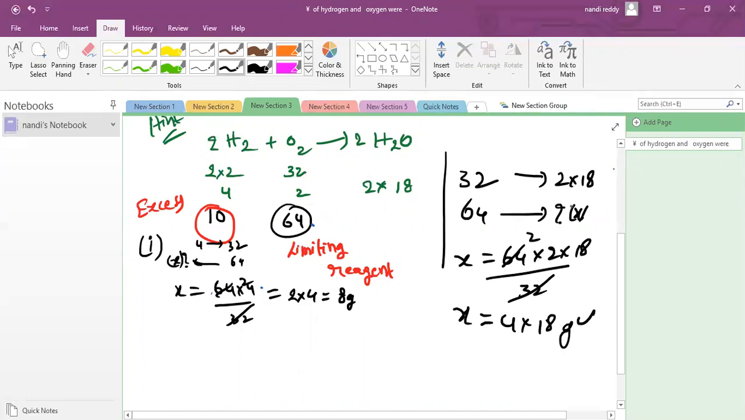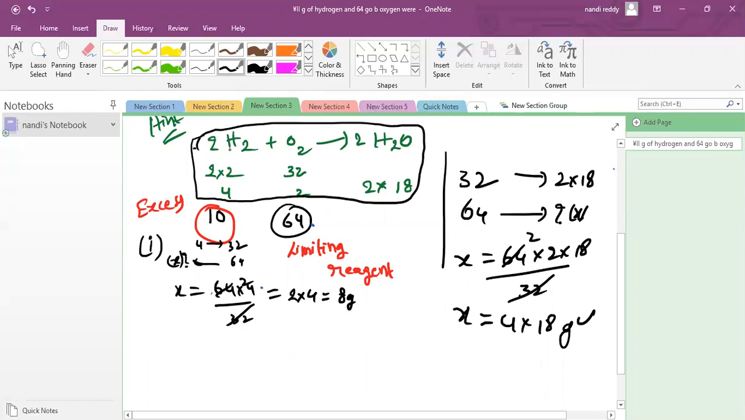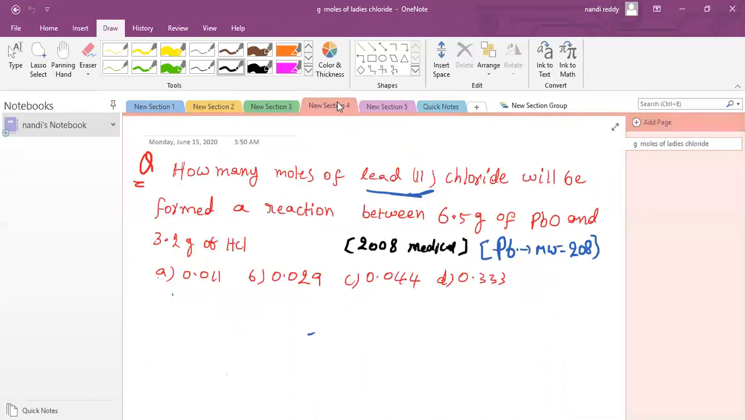Clear? So what we have done is very simple. We write the equation, then according to the data we find the limiting reagent. How to find the limiting reagent? Simply based on the balanced equation data I applied, and then I got it. After finding the limiting reagent, we do the remaining question according to the limiting reagent. Is it clear? You can apply this to one more question.